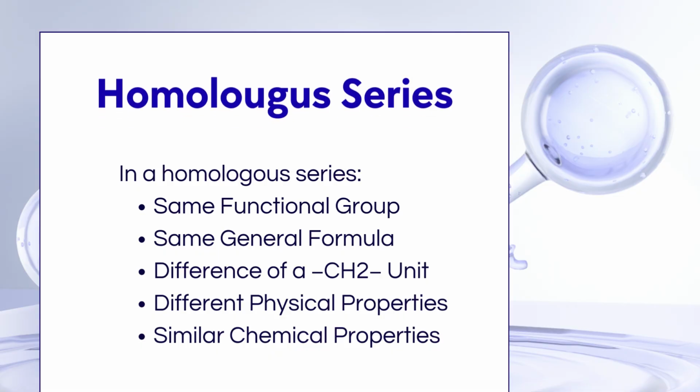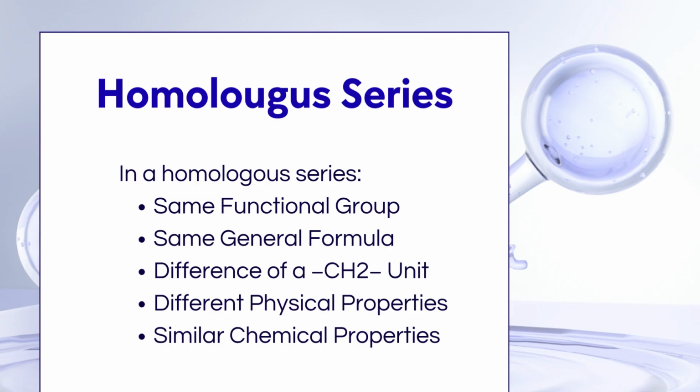Let's describe homologous series. There are some key characteristics of homologous series. All members of a homologous series share the same functional group. The compounds in a homologous series can be represented by a single, common general formula. Each member differs from the next by 1 CH2 unit.